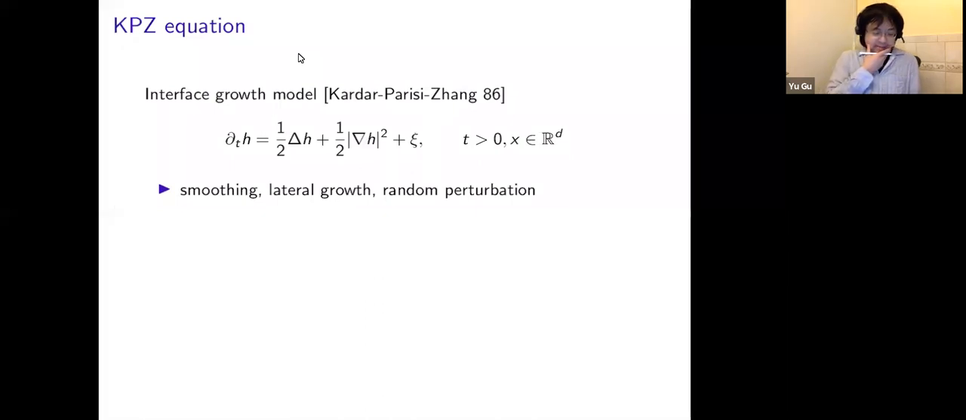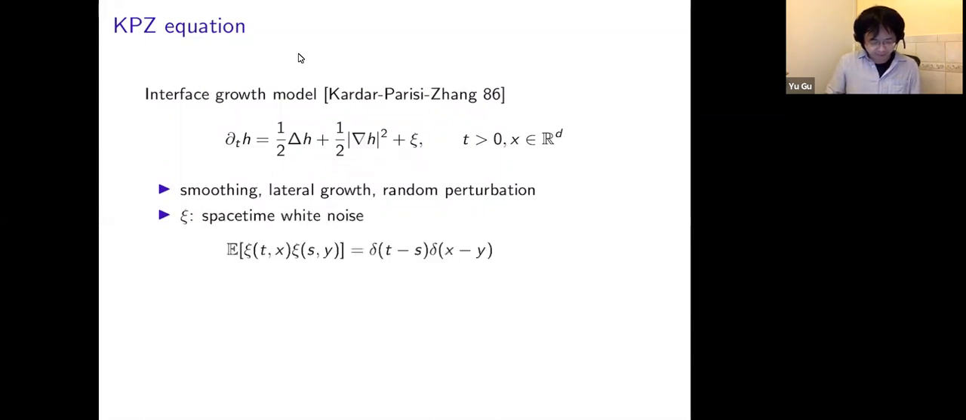So, okay, this is the KPZ equation. It was written down 35 years ago by Kardar, Parisi, and Zhang, and is considered the default model for interface growth. It's this nonlinear SPDE, and there are three terms on the right-hand side. You have this one corresponding to the smoothing mechanism, and this one corresponding to the lateral growth.